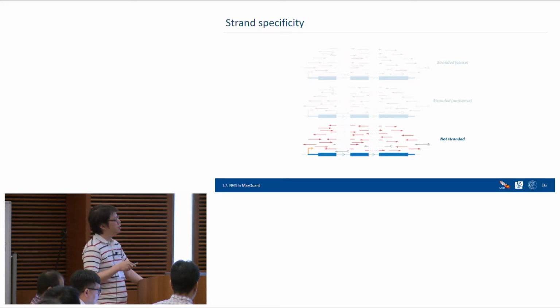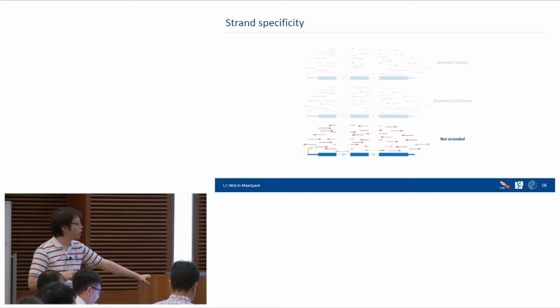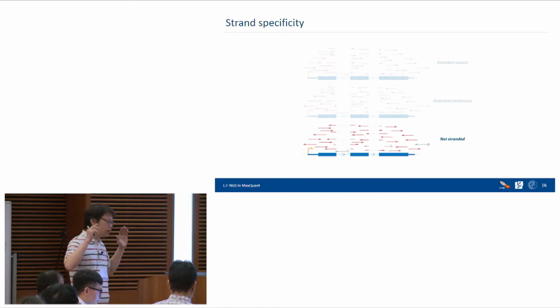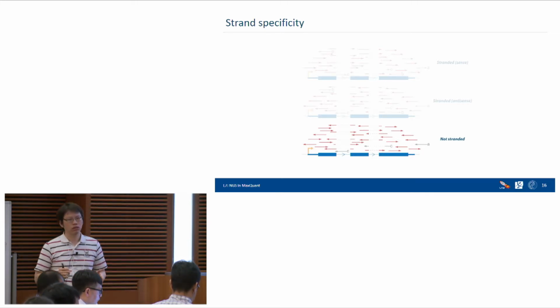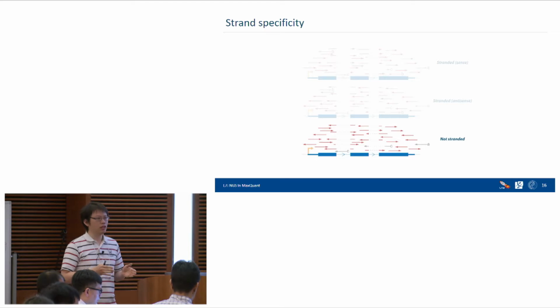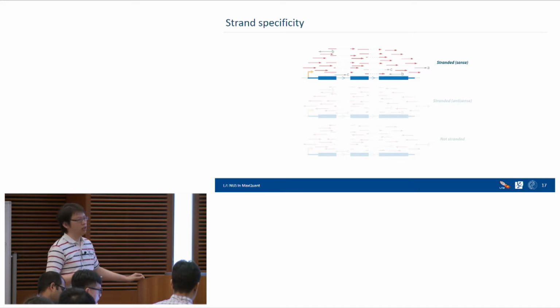So what is strand specificity? There are three different options. The first one is non-stranded. That means as long as there is an RNA read mapped on the genome, on the genes, then we count every single read as a number for these genes. So if you imagine there are 10 reads mapped on the gene, then the number will be 10, no matter whether it is sense or antisense.